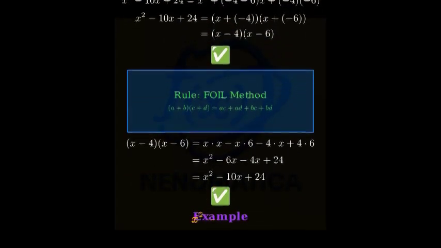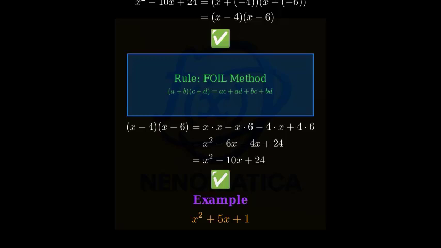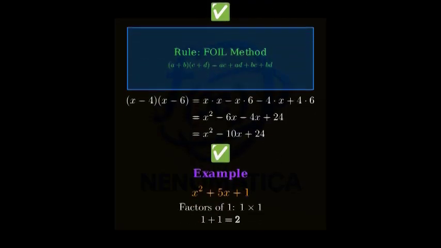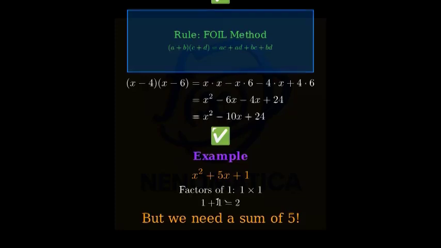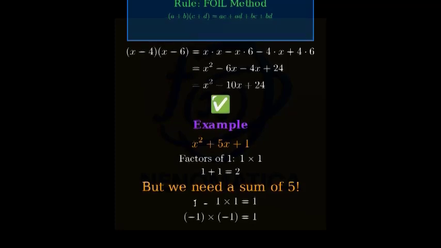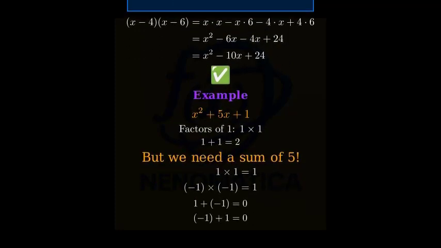Let's look at our second example, x squared plus 5x plus 1. Let's see if we can factor this quadratic expression. For this quadratic, we need to find two numbers that multiply to give 1 and add up to 5. Let's list the factors of 1. The only factors of 1 are 1 and 1, but they sum to 2, not 5.